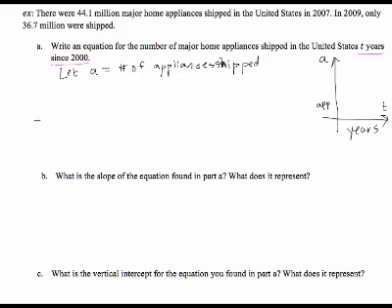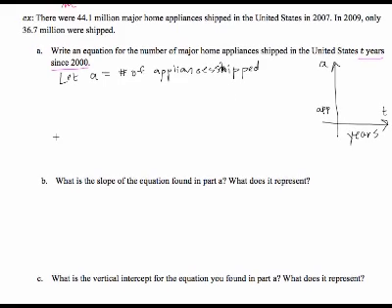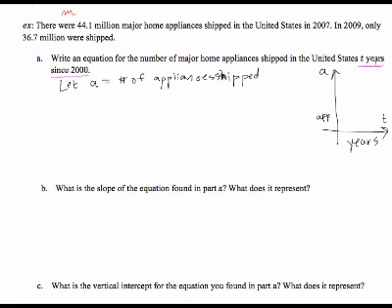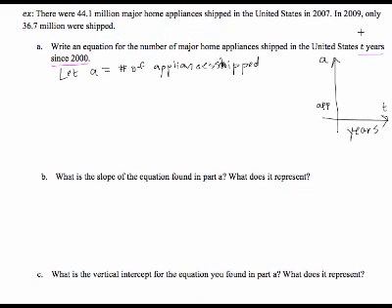Okay, so let's see, we do have 2 points on the line. If T is years since 2000, I am given data for the year 2007 and for the year 2009. So neither of those is the year 2000, right? That's year 2000 right there. So I am not given the y-intercept.